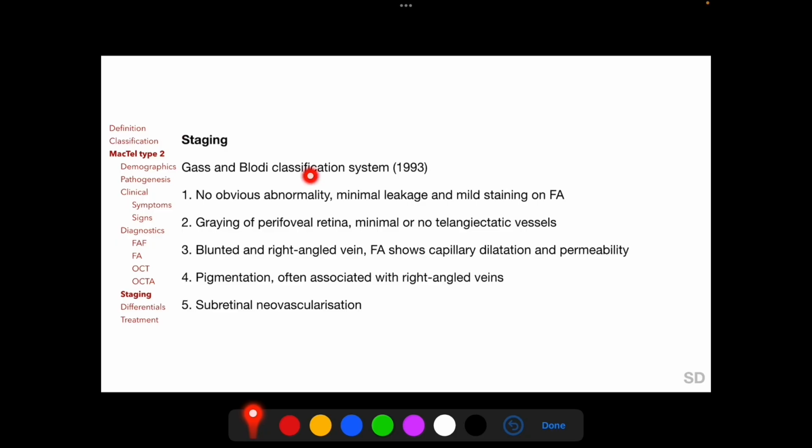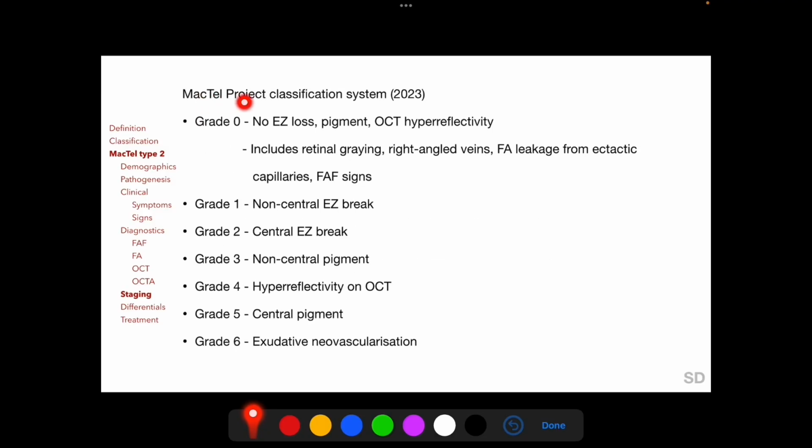The original classification system of macular telangiectasia by Gass and Blodi was based on clinical findings and was described prior to the advent of OCT, OCT angiography, and fundus autofluorescence. The MacTel project described a new classification system in 2023 based on clinical and diagnostic signs which have been correlated with loss in visual acuity, such as ellipsoid zone loss, intraretinal pigment, and OCT hyperreflectivity.